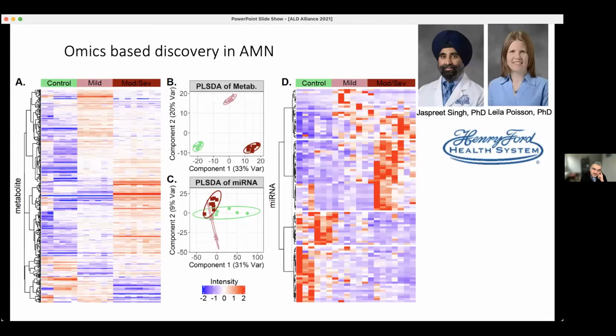So we have looked with a group of folks in Michigan at other markers, more in a fishing type of experiment where we're just blindly looking at hundreds and sometimes thousands of different variables to see if we can find something. This was a pilot study with a small sample size. We definitely are looking forward to repeating this study and trying to get a grant on this, although it's been difficult. But when we take controls and compare them to mild AMN versus severe AMN, we see that they fall in 3 different groups when we look at all the metabolites as a group, suggesting that these metabolites might be able to at least determine the severity of the disease.